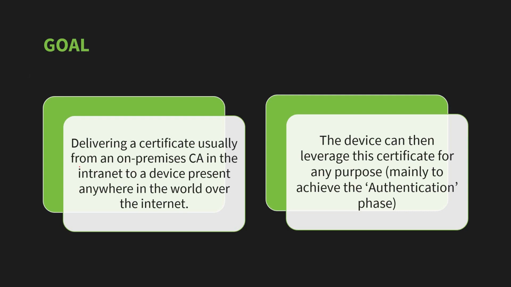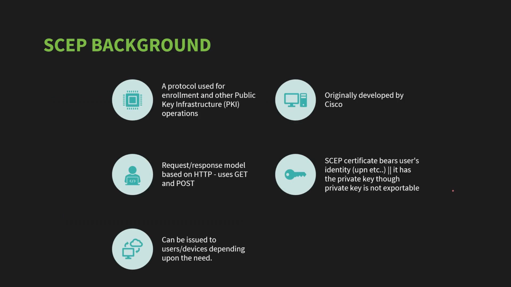So the goal here is delivering a certificate which is in our on-premise, because the certificate is going to be issued by our on-premise CA, and the CA is there in the intranet in our domain, to a device which is present anywhere in the world over the internet. The device is going to leverage this certificate to achieve the authentication phase. And to do all of this, we are going to use a SCEP certificate.